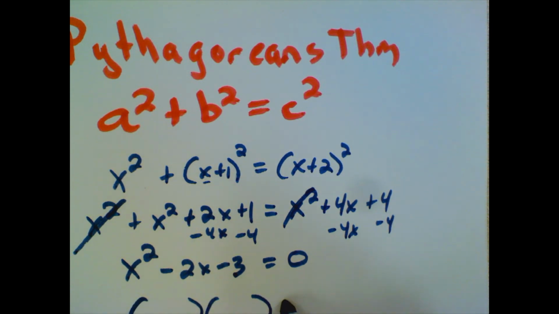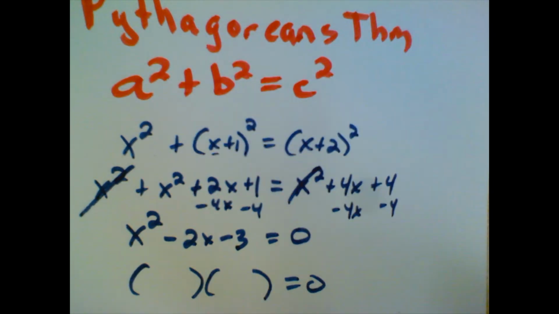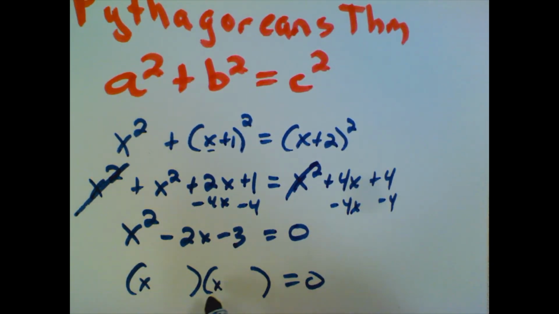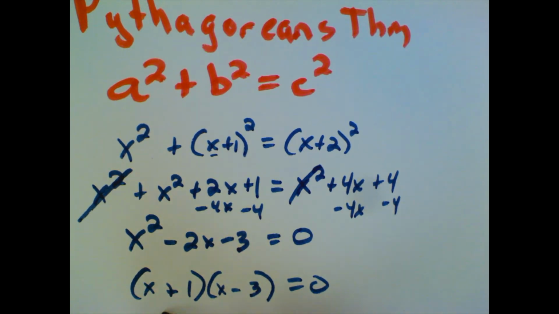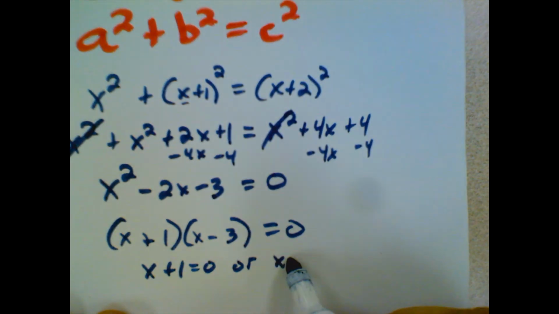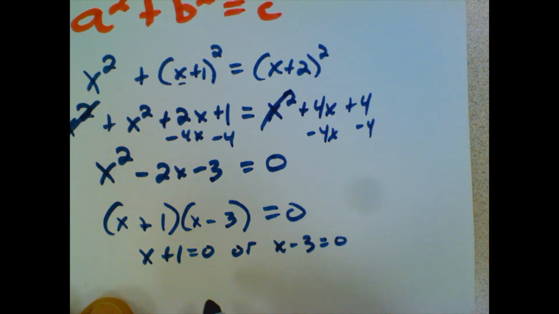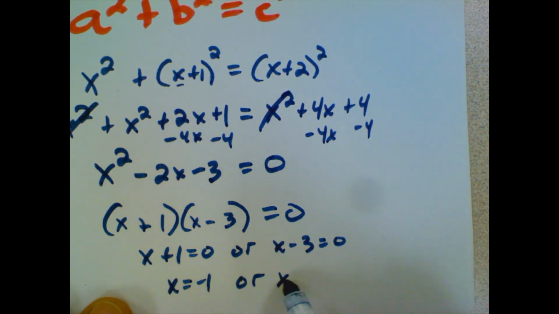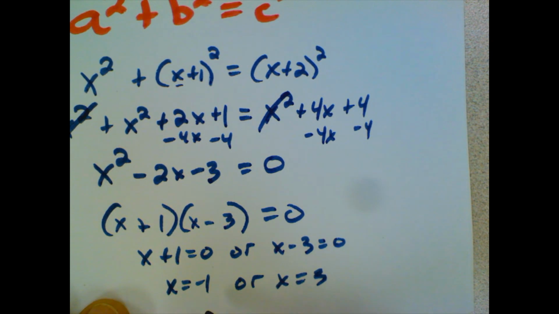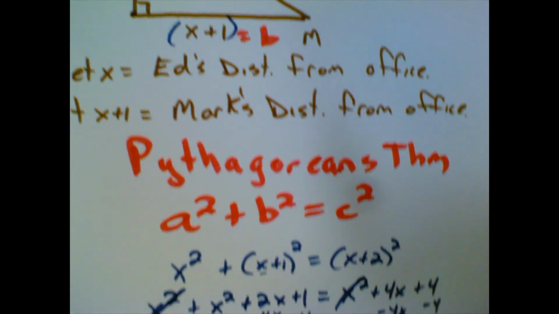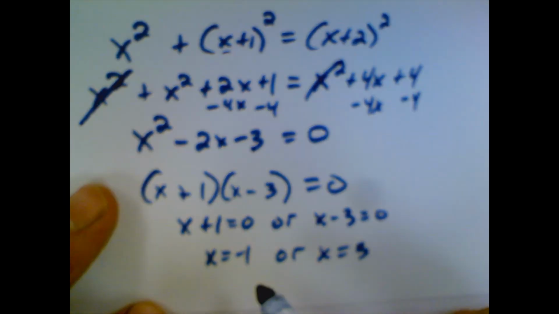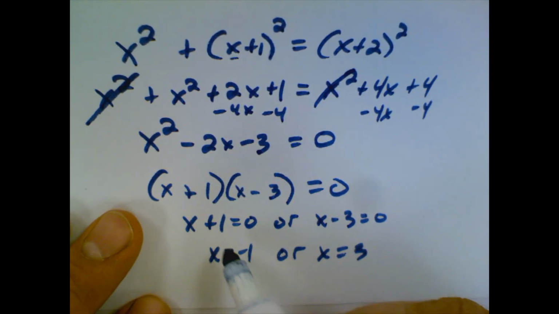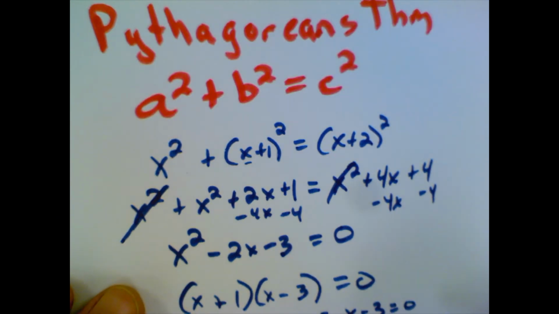Alright, now let's factor. Is there a GCF? I don't see one. Look for that first. Alright, and we're going to have the x here and an x here, a 1 and a 3. Looks like this is the way we're going to go. So x plus 1 equals 0, or, sorry about that, x minus 3 equals 0. Zero product property, right? x equals negative 1 or x equals 3. Okay, well, because we're talking about a distance, we can't talk about a negative distance, right? So this negative 1 doesn't fit in the problem as far as the context, but 3 does.